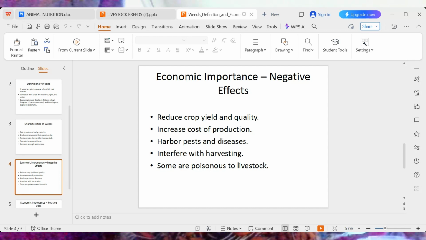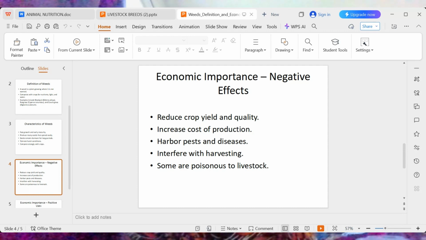Also, weeds harbor pests and diseases. Some weeds act as the habitat or home of pests and diseases, hence these pests and diseases may affect the crops. Another one, weeds interfere with the harvesting. Example of them is blackjack. During harvesting time, blackjack has some heads. I think you know about the blackjack heads. They tend to stick on the farmer's clothes and the livestock, hence interfering with the harvesting period.